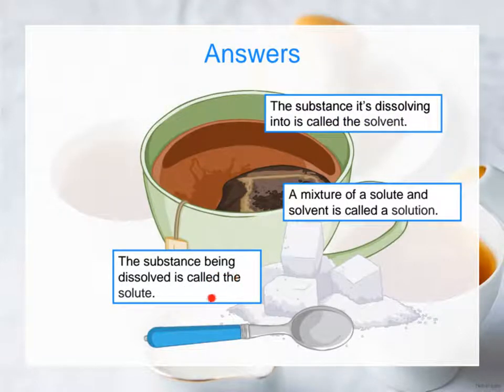When I drop a tea bag in hot water, particles of tea are dissolved in hot water. So tea is the substance being dissolved, which is called solute. The tea is dissolved in what? The tea is dissolved in water. So water is the substance dissolving into, and it's called solvent. A mixture of a solute and a solvent is called solution.